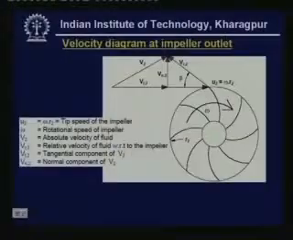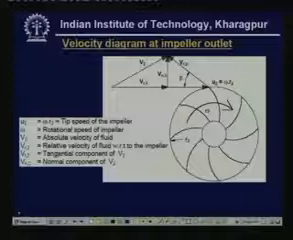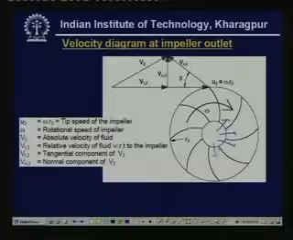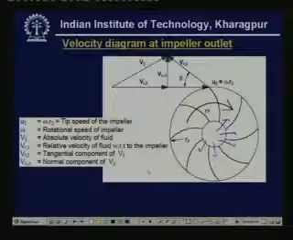To find the torque, we have to look at the velocity diagram at the impeller outlet. This picture shows the velocity diagram at the impeller outlet, and here I am assuming that the refrigerant enters axially at the inlet. That means at the inlet it does not have any tangential component. This is one of the assumptions.